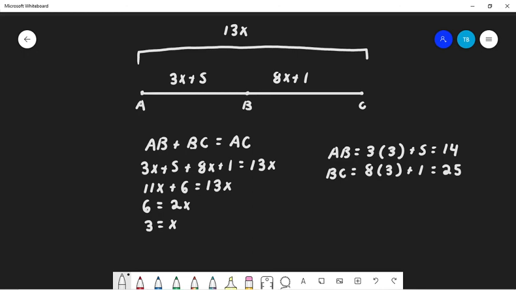Now if we wanted to find AC, we could just add AB and BC together, but just to make sure, we will take the original expression that represented the length of AC and then plug in our value for x. So AC was 13x, so we'll do 13 times 3, and 13 times 3 is 39. So we'll check that just to make sure. AB is 14, BC is 25, and if we add those two together, we do indeed get 39.